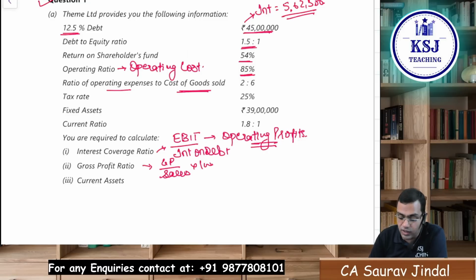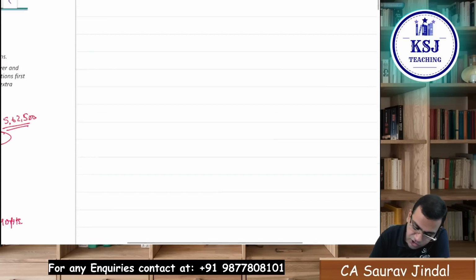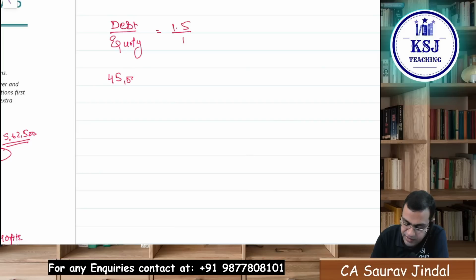Clear? Now, what do we need? We need EBIT. How can we calculate EBIT? See, debt to equity ratio is given. Where can we use this 45 lakhs? Debt to equity ratio is given as 1.5:1, right? So debt to equity ratio here means debt divided by equity, which is given as 1.5:1. Now you have debt of 45 lakhs, divided by 1.5, that will be equal to your equity.